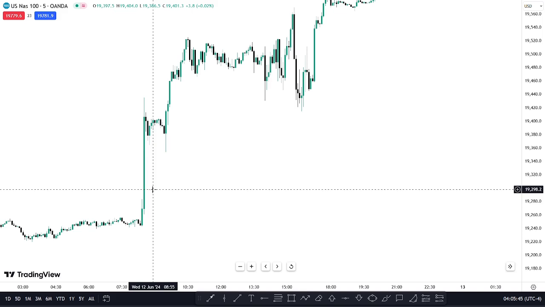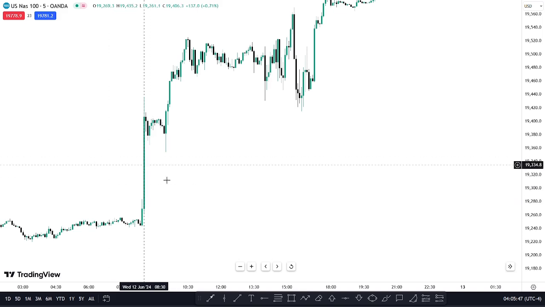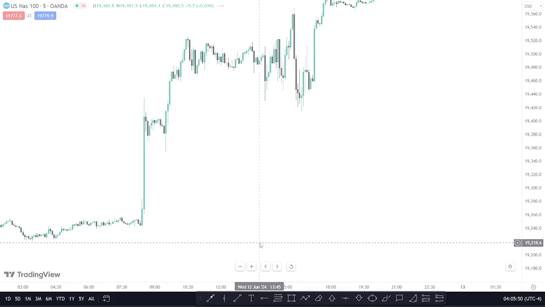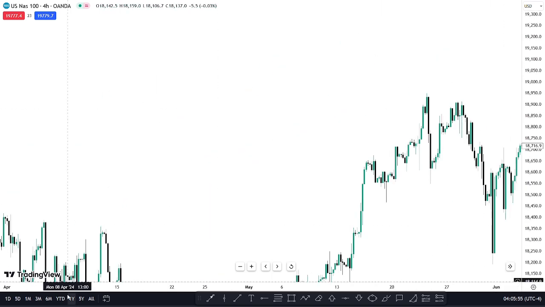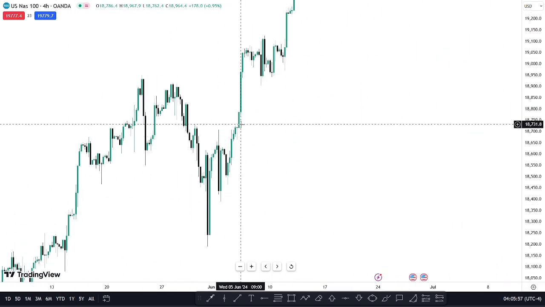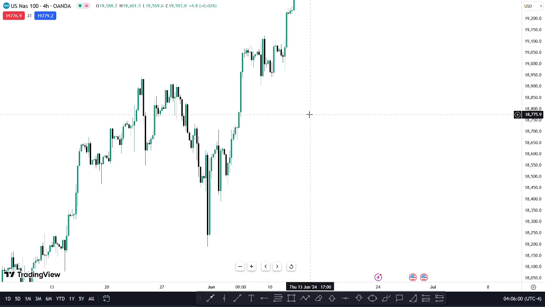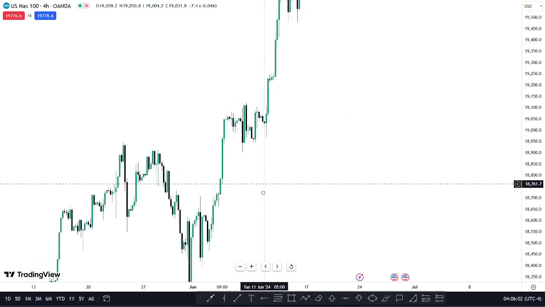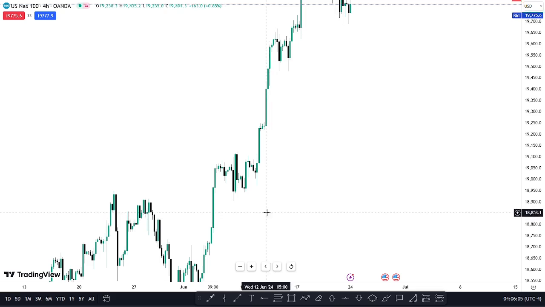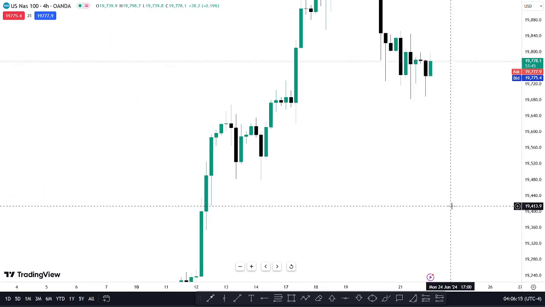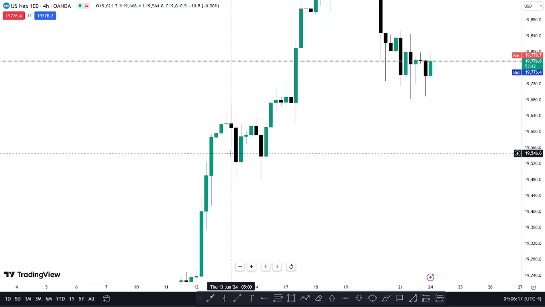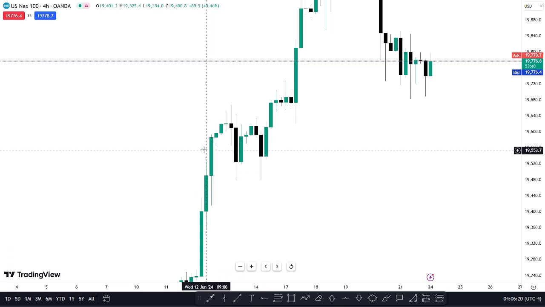Okay, let's go for after CPI. When was this day? The 12th June. Let's see the day after. The day after the 12th June. Okay, this is interesting. Remember, what are the rules saying? This is interesting, guys. This is very interesting.